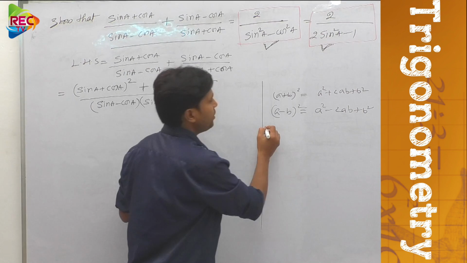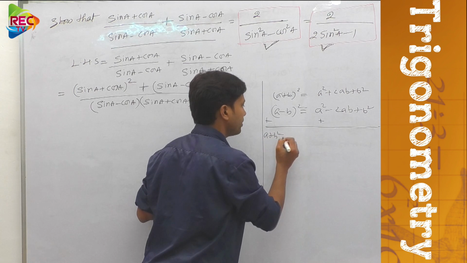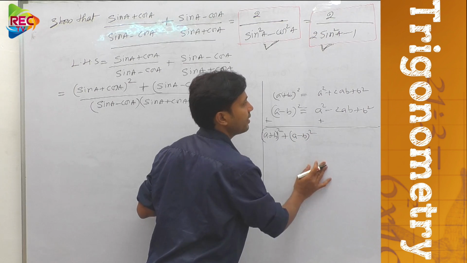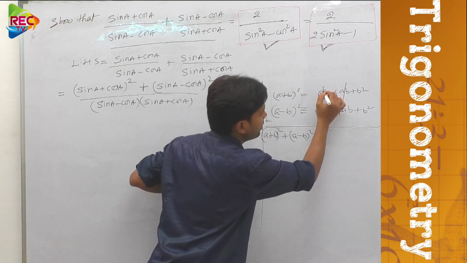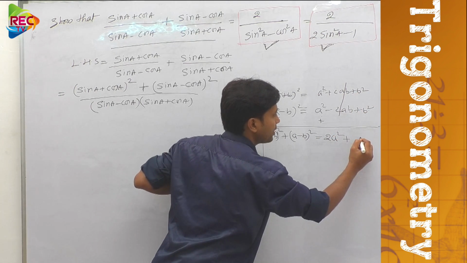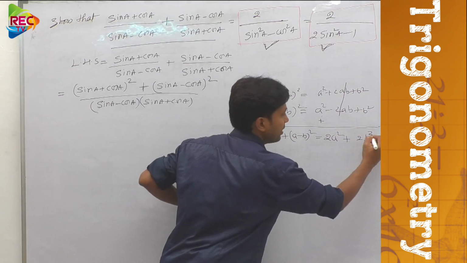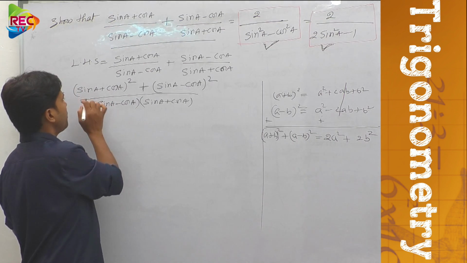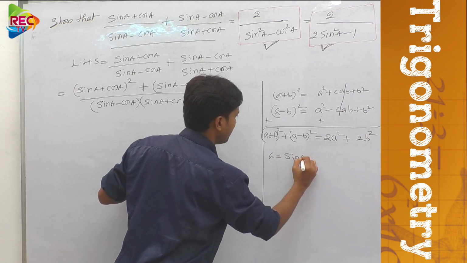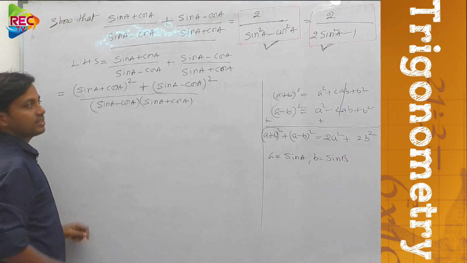Okay. Now if you add these two results, then what happens? (A + B) whole square plus (A - B) whole square. Now the 2AB terms are cancelled over here. Now 2A square, right? Plus B square and B square added together, 2B square. The 2AB terms are cancelled. Now tell me here, if you put A equal to sin A and B equal to sin B, is it not looking like this?